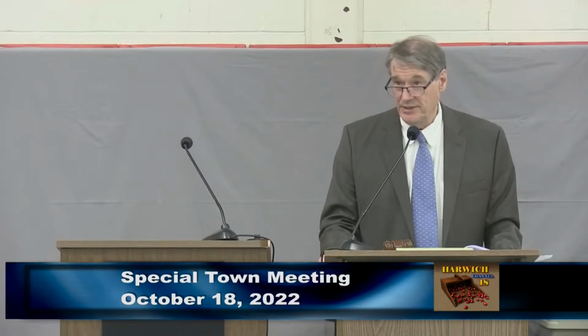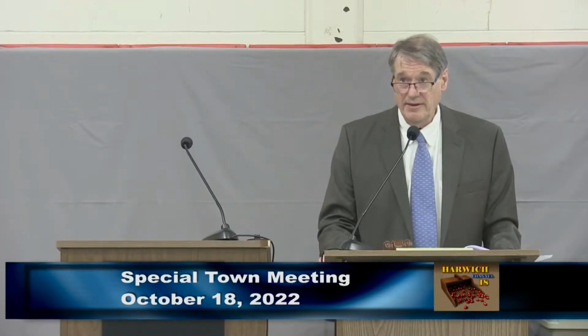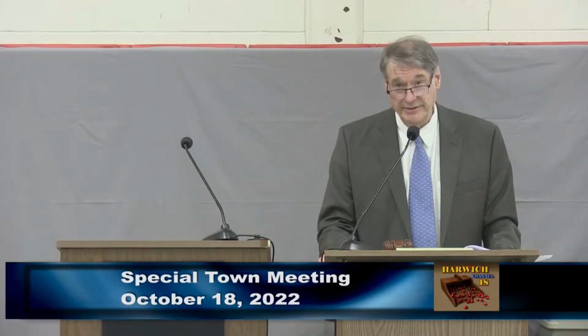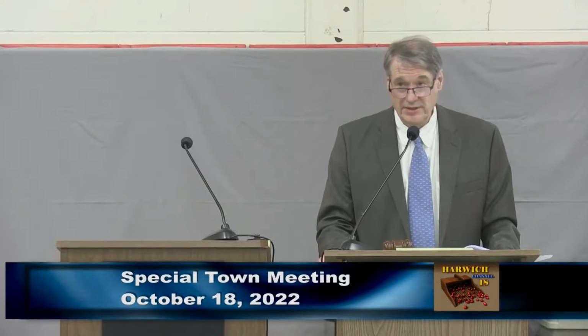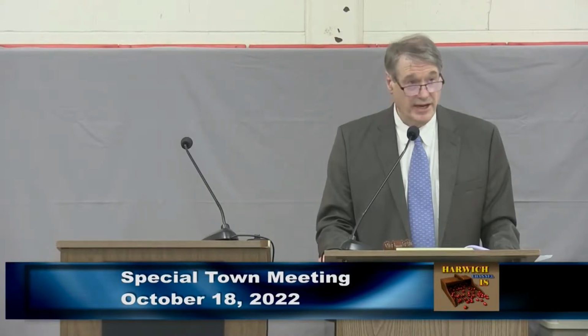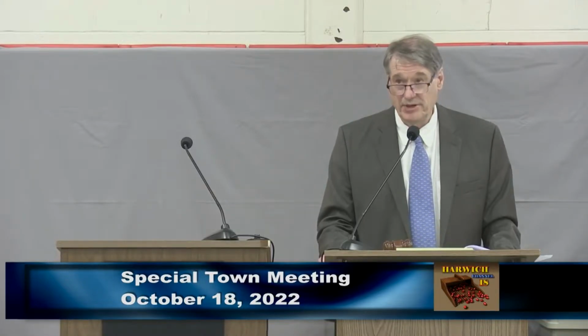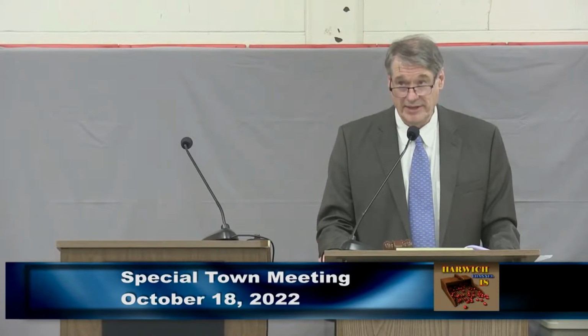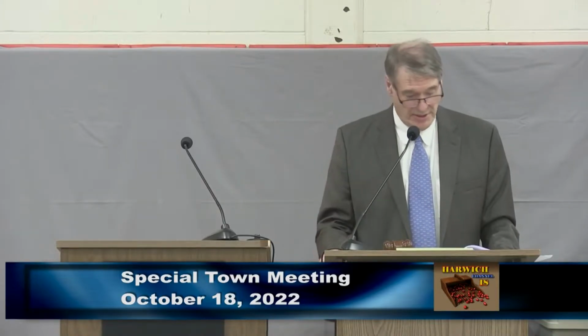The process on each article is that I will read the article, and then I will recognize the chair of the Finance Committee. Under our rules, the Finance Committee makes the motion on each article, provided that the Finance Committee has a positive recommendation. If the Finance Committee does not have a positive recommendation, then I will go to the floor and seek a positive motion. In the event that nobody wants to make a positive motion, our rules provide that the Finance Committee then will make the affirmative main motion of indefinite postponement. And we repeat that process for each article.